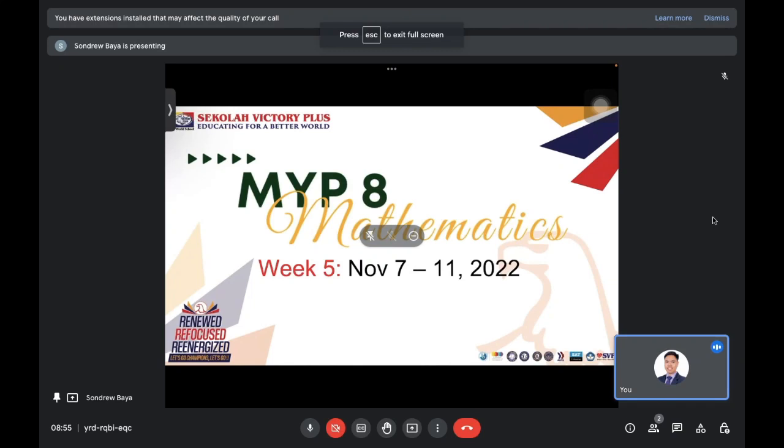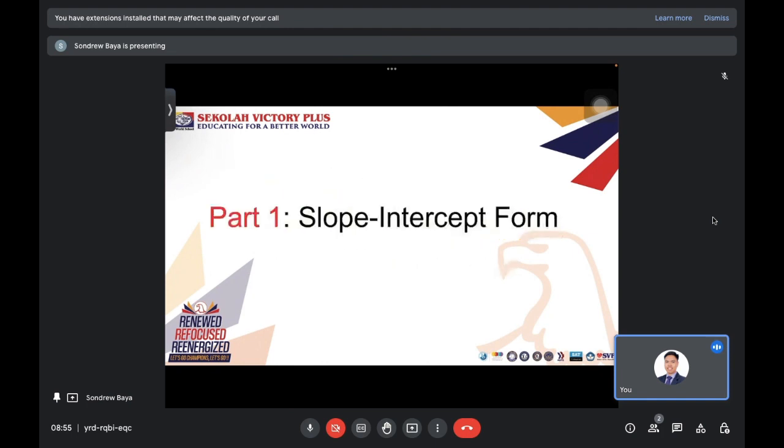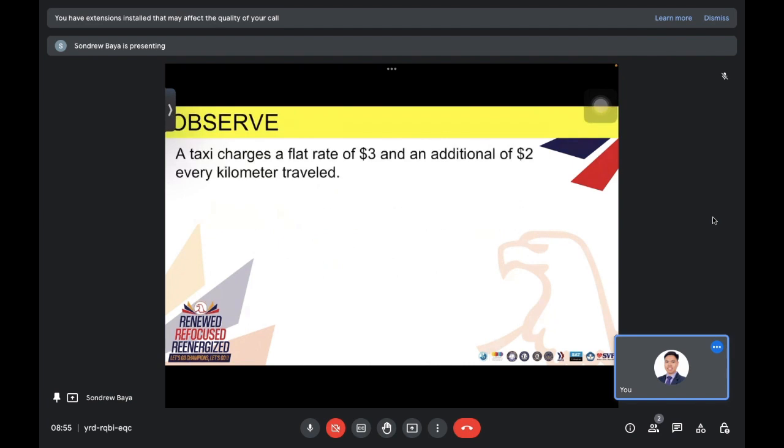All right, for this current week, we are going to discuss a new topic, but this will just be a continuation of the previous topic. So for part one, we are going to discuss slope-intercept form. I'd like you to consider this particular situation. A taxi charges a flat rate of $3 and an additional $2 every kilometer traveled.